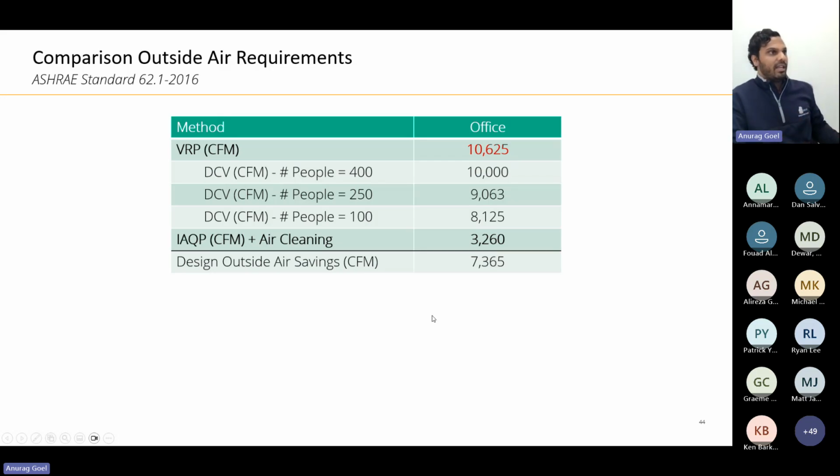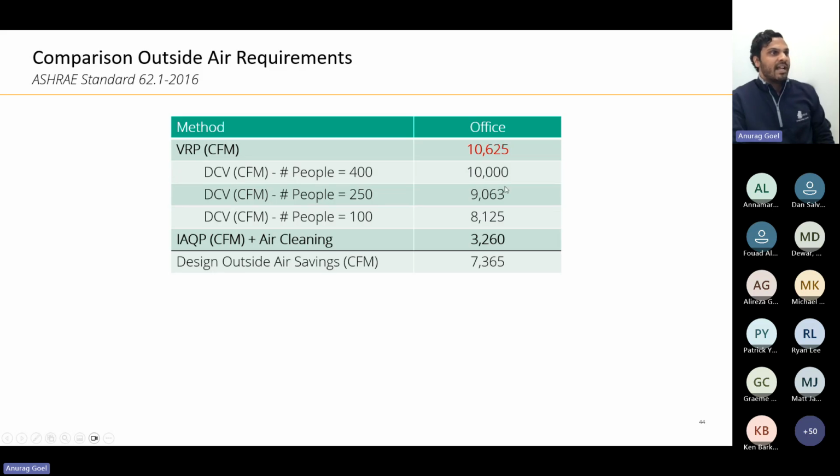So with VRP, our total system outdoor air requirement is about 10,625 CFM. As occupancy toggles between design, so 500 people, down to, let's say, 100 people, we can vary outdoor air by roughly 20% during operation. So there are some savings through DCV, but it's capped at that floor area component, which is about 70% of the total VRP requirement.